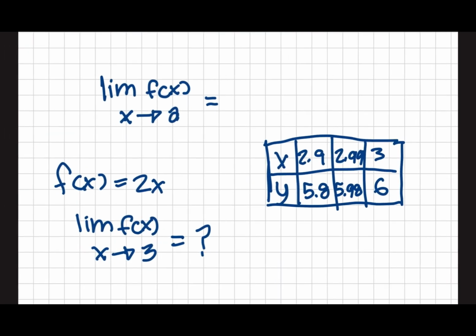Here I have an example. Let's say f of x equals 2x. What is the limit as x approaches 3? Well, in the table I wrote to the side, if x is 2.9, then f of x, or y, equals 5.8. If x is 2.99, then f of x is 5.98. If x is 3, then f of x is 6. So, we can see that as x approaches 3, f of x approaches 6. So this answer is 6.